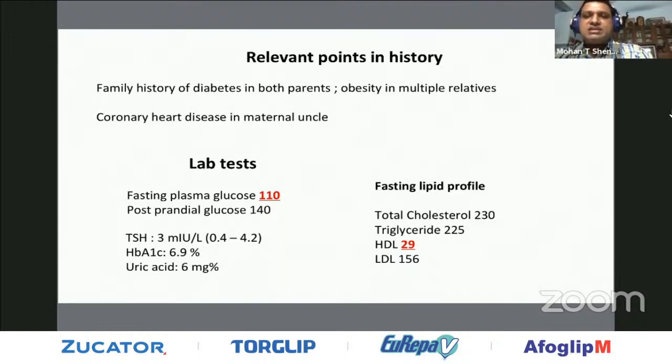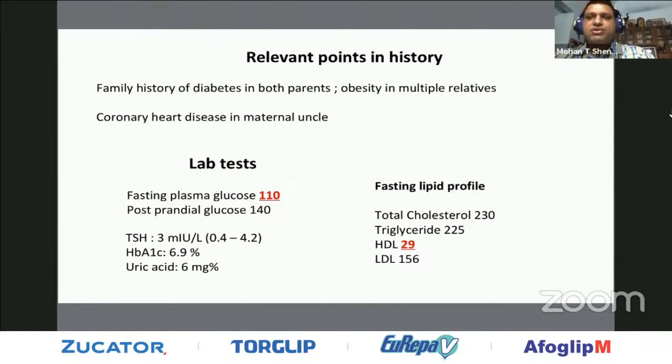On the thyroid function test, TSH is normal, 3 mIU per liter. HbA1c, which is the marker of glycemic control, is coming to 6.9%. Uric acid is 6 milligram per deciliter. And you can see the fasting lipid profile: the total cholesterol is 230, which is grossly deranged. Triglyceride is 225, the high density cholesterol is 29, and the LDL, low density, is 156.